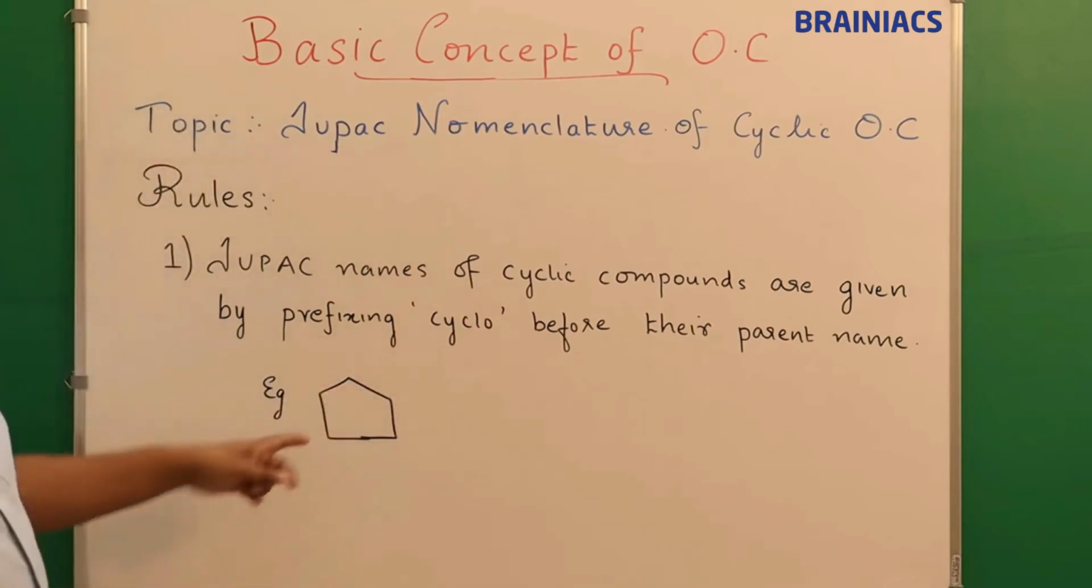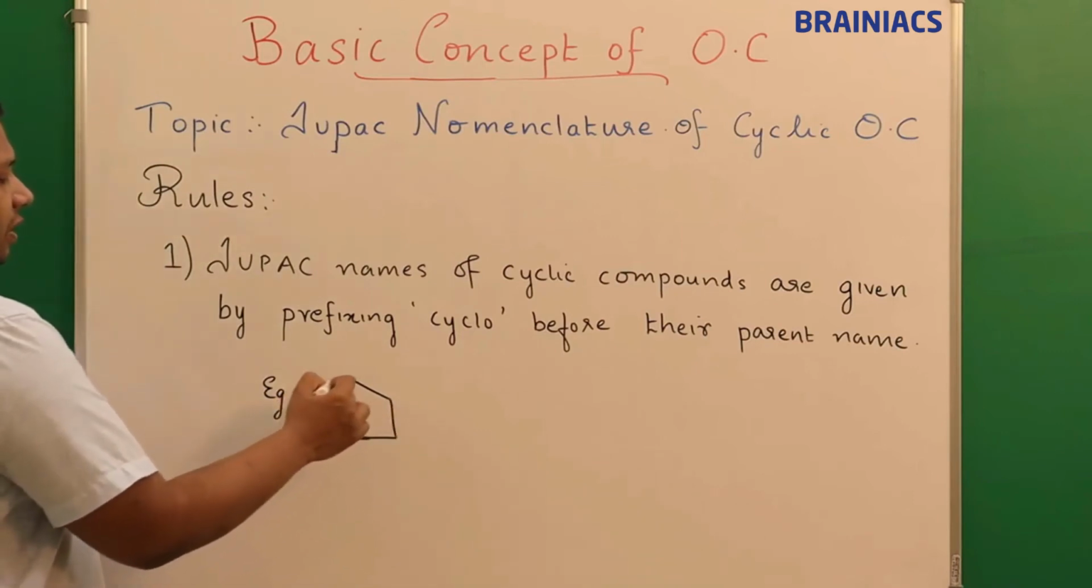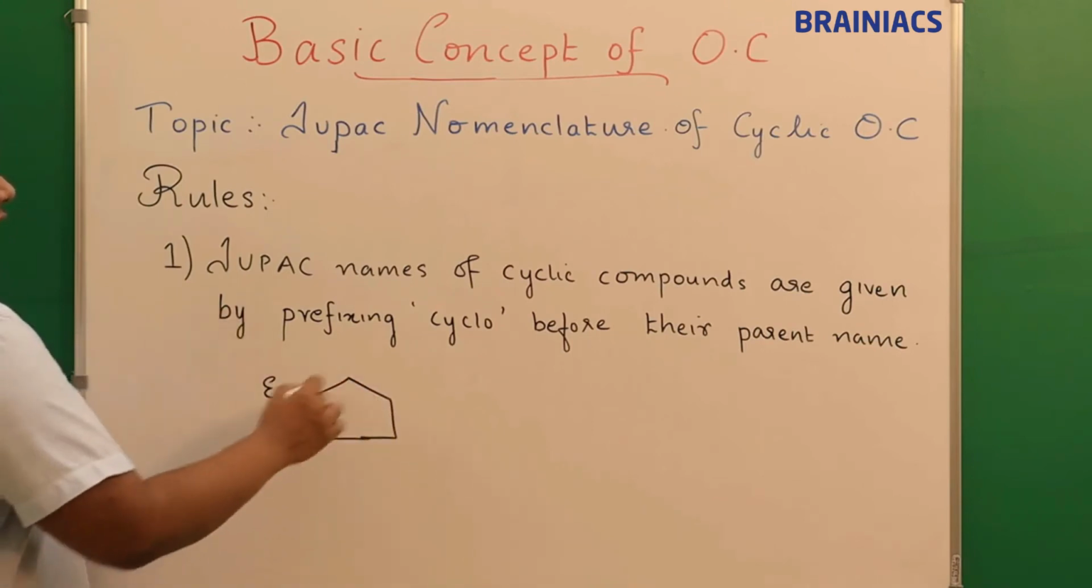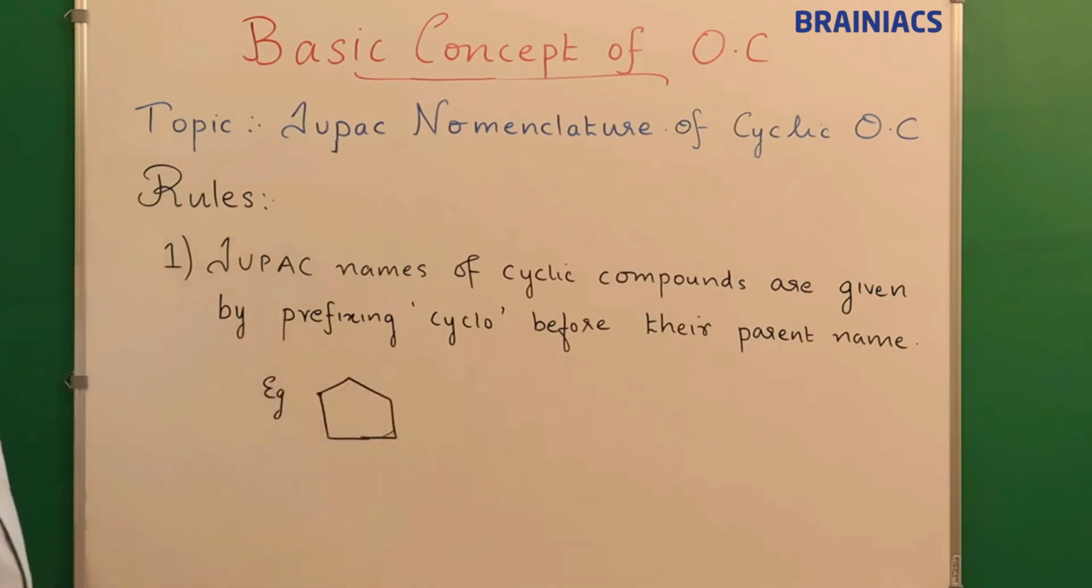So what is this compound? It looks like a house, right? So cyclic compound means there will not be any gaps. It will be like a circle. There will be no start, and it will be continuous in nature. It's like a cycle. Now how to name this compound?